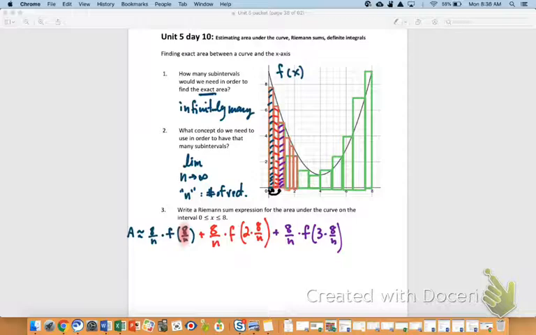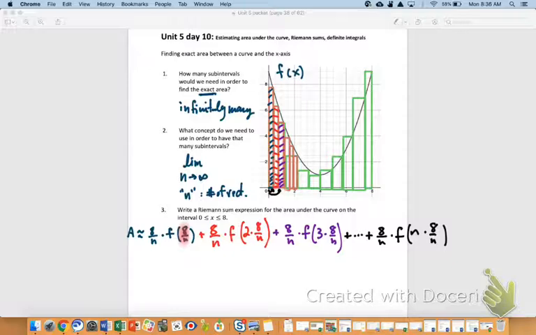Okay, I'm going to do one more notation here. I'm going to say plus dot dot dot plus my final rectangle, and who knows how far out there it is, but it's out there somewhere, would be 8 over n still times f of what times 8 over n? What would you guess? Say again? Infinity. No. How many rectangles do I need? I need n of them, so the last one would be the nth one, so it would be n times 8 over n.